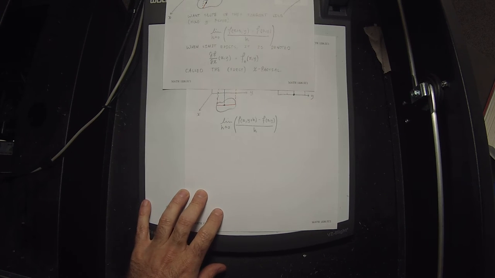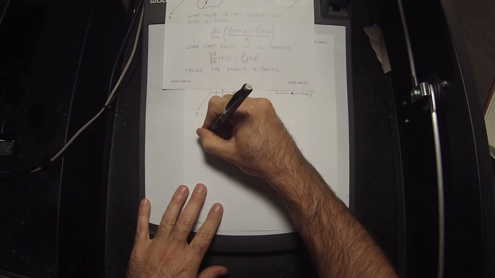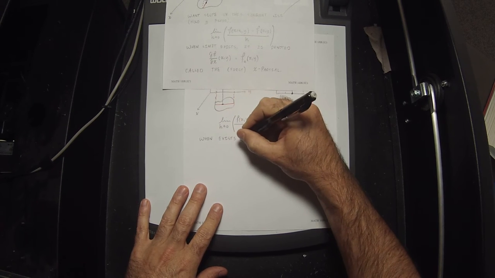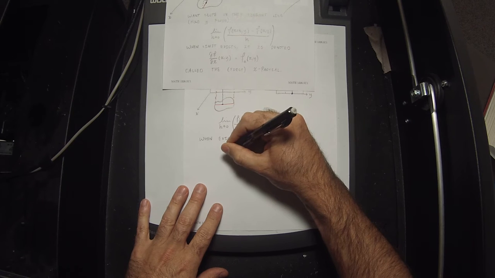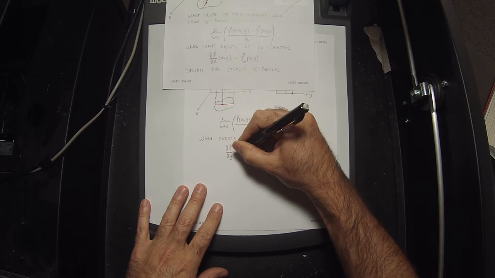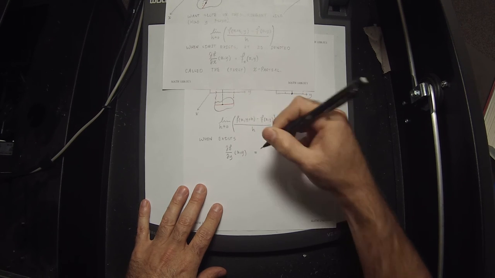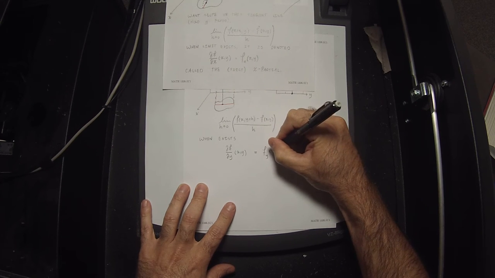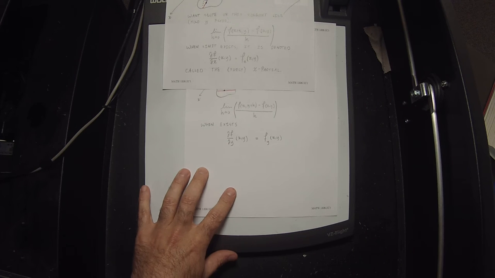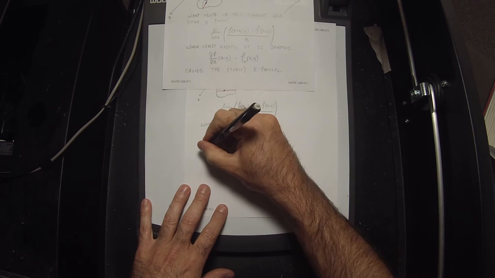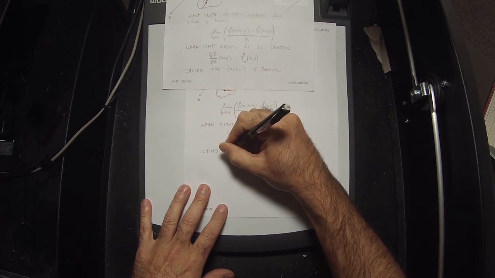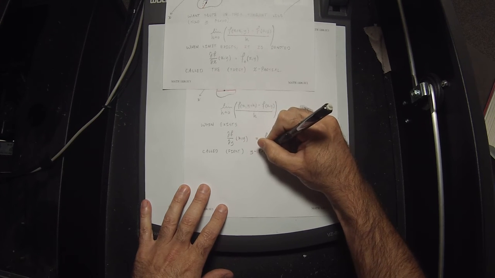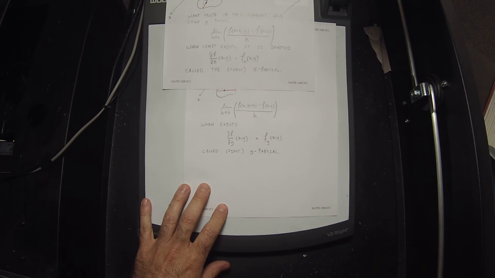And when this limit exists, it is denoted as the partial of f with respect to y of x and y. And how else is it also denoted? F subscript y of x and y. And what's it called? Yes, it's called the first y partial.